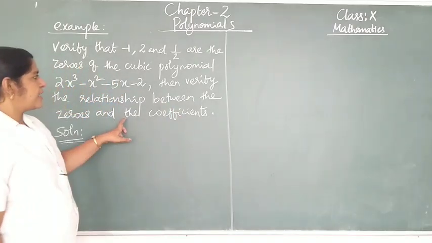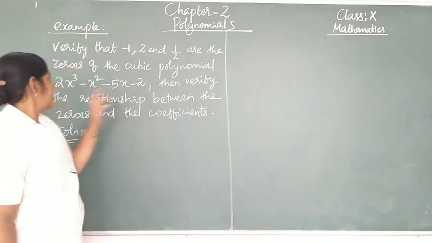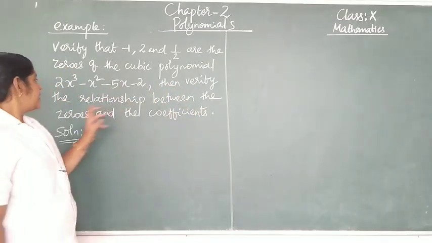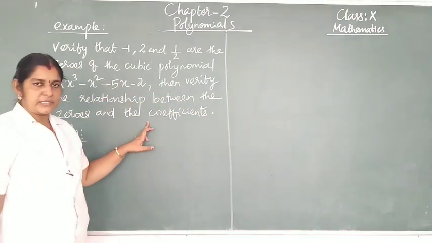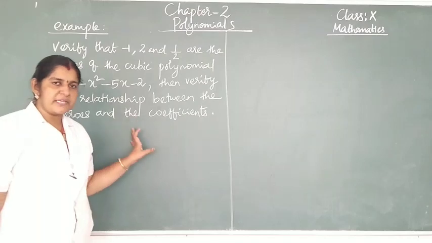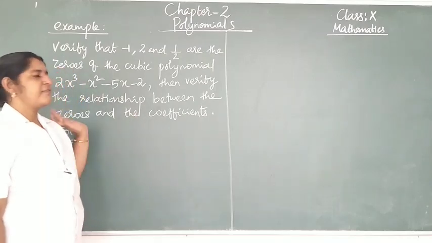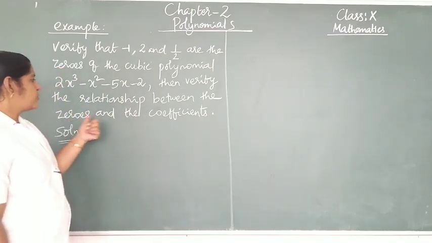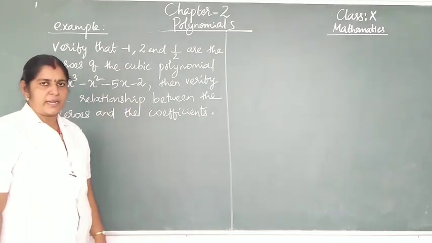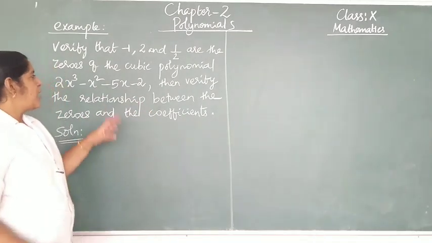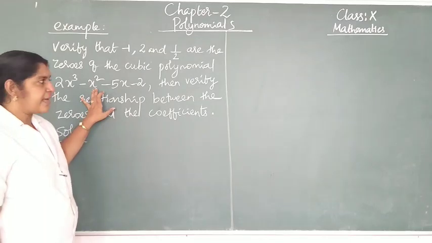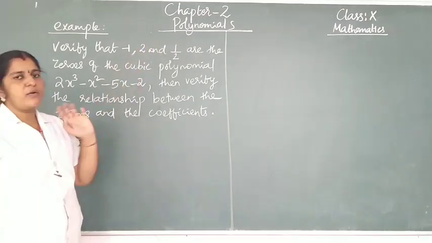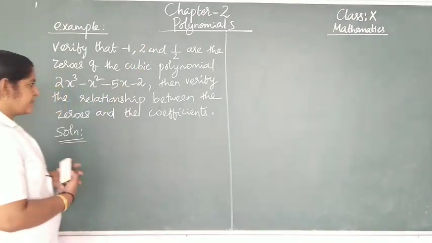What is the second part? Verify the relationship between the zeros and the coefficients. So using the three relations we studied now, you want to verify the relationship between zeros and the coefficients of this polynomial. So first we are going to assume the polynomial as p of x and we are going to find out whether they are the zeros or not.